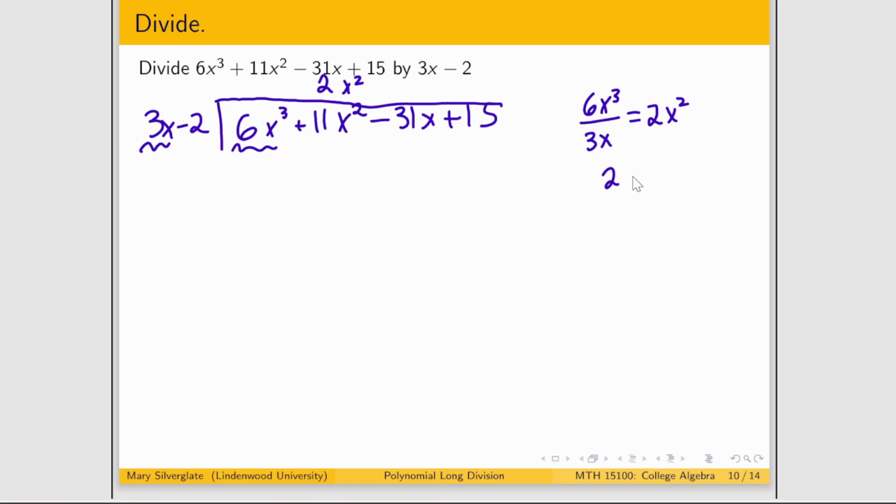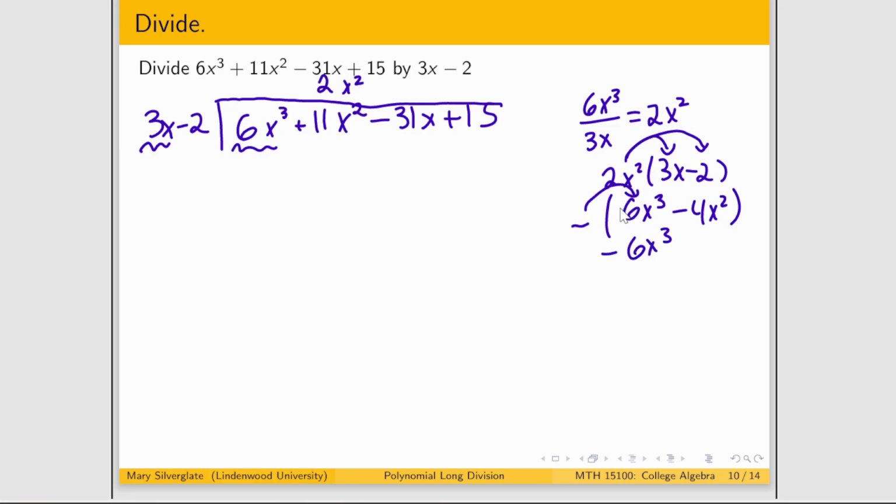Then to the side, I want to do 2x squared times 3x minus 2. 2x squared times 3x gets us negative 6x cubed. 2x squared times negative 2 gets us minus 2x squared. And then I need to subtract the entire result. So that gets us negative 6x cubed plus 4x squared.